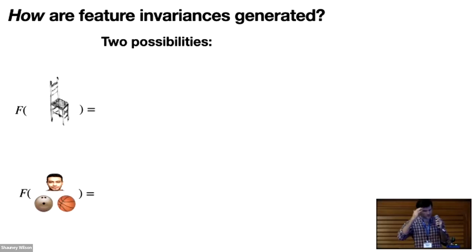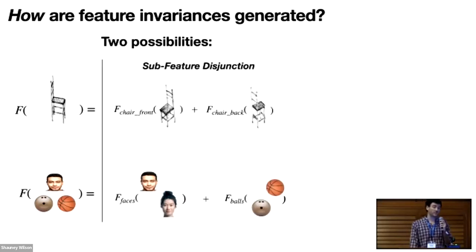Okay, so how are feature invariances generated? Here we're going to consider two possibilities. The first I'm going to call subfeature disjunction. Here the idea is you have subfunctions that detect one part of the invariant structure. So maybe a chair detector is really the combination of a front-facing chair detector and a back-facing chair detector. And the invariant detector adds those together. Maybe the ball face detector is just a face detector added with a ball detector.